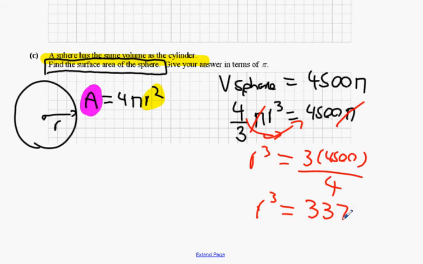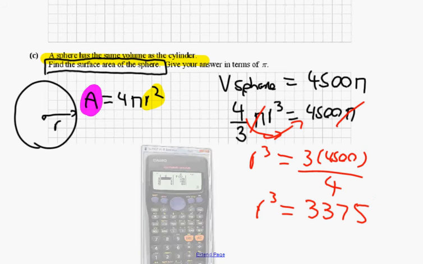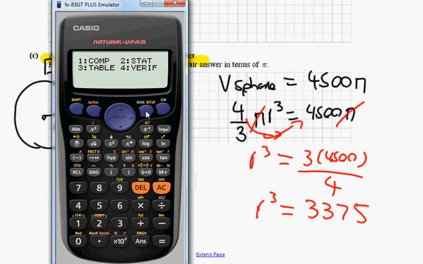3375. This means when the radius is multiplied by itself 3 times, it gives you that number. So what you'll need is a button that does the opposite. You see this button here, shift, that button there. 3 times this number is used and it makes 3375. The answer for this is 15.